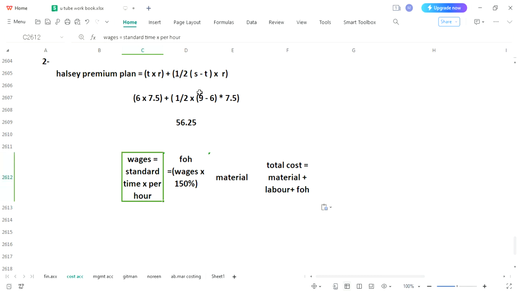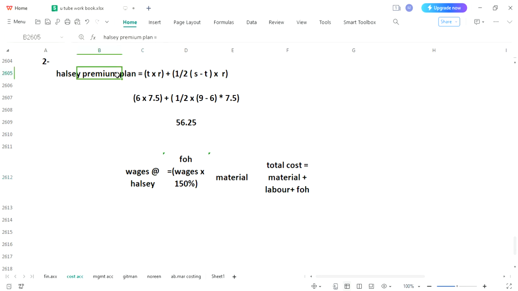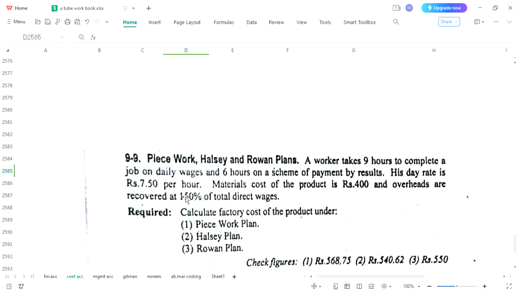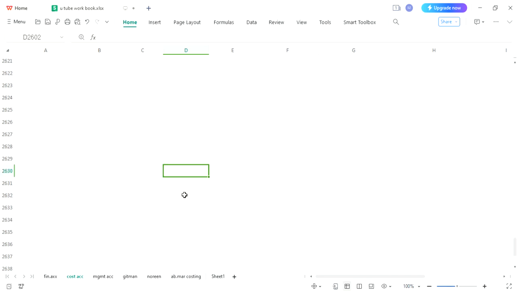Here wages are calculated according to Halsey, and those wages were calculated over here, and we will use them directly. So amount of wages 56.25. Next step is to calculate your factory overhead, and in your question it was mentioned 150%. The same will be used for Halsey as well.